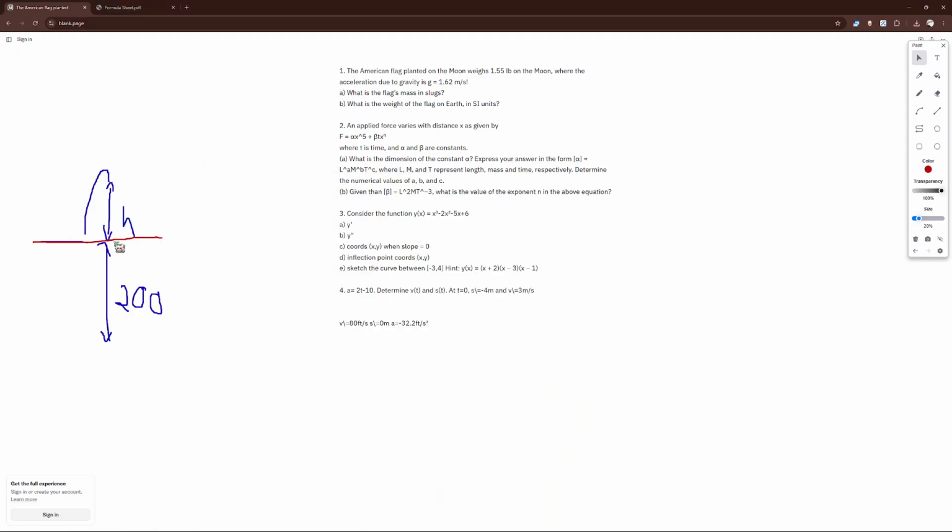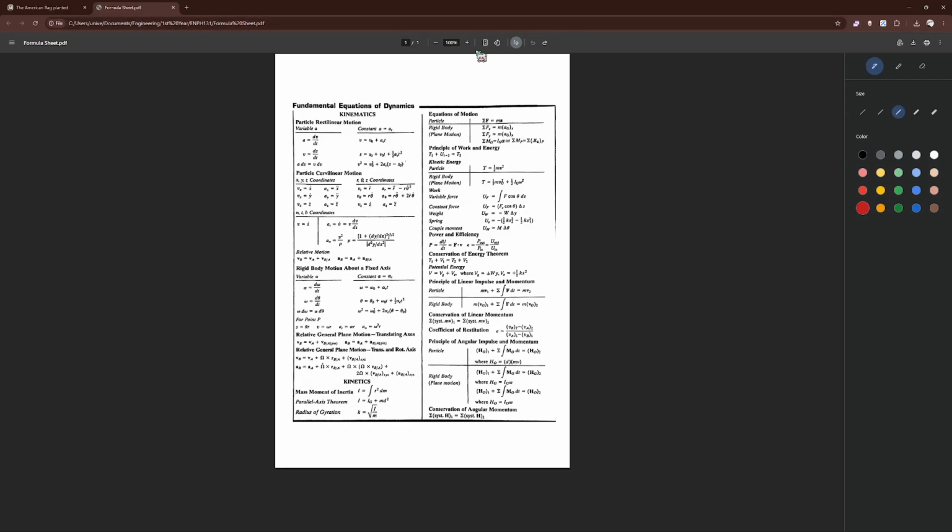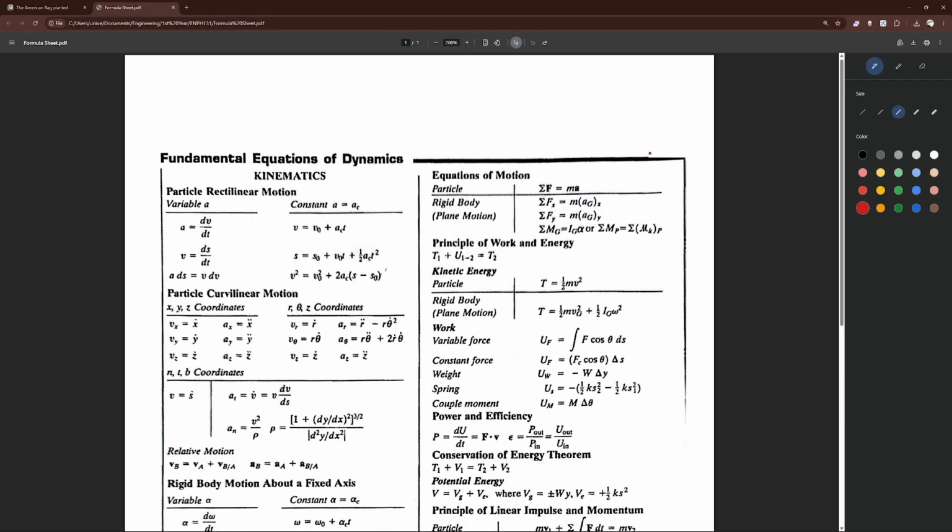As we know, down from the datum is negative. Up, if you wanted to, you could define up as negative, but I don't know why you would do that. So don't do that, okay? So now we look at our formula sheet. Let's zoom in on the only part that matters, which is right here, particle rectilinear motion. This is all we're looking at for now in all these problems.